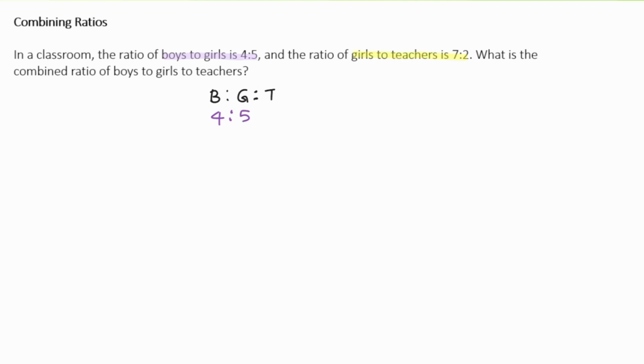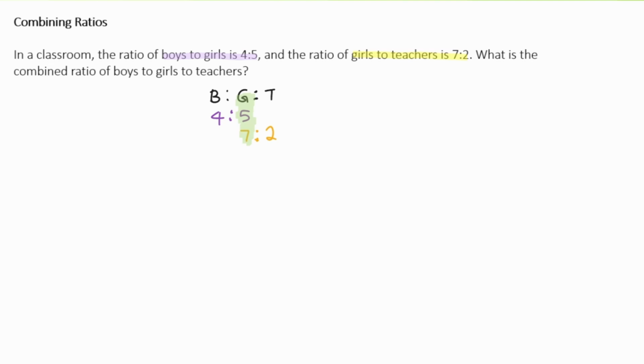The second ratio that we've been given is girls to teachers. So on the next line, we can write that ratio, 7 under the G for girls and 2 under the T for teachers. The common ratio that we have in both the given ratios is that of the girls. And because these numbers are not the same, we need to look for a common multiple of 5 and 7.